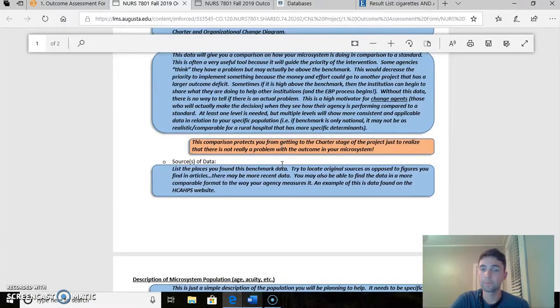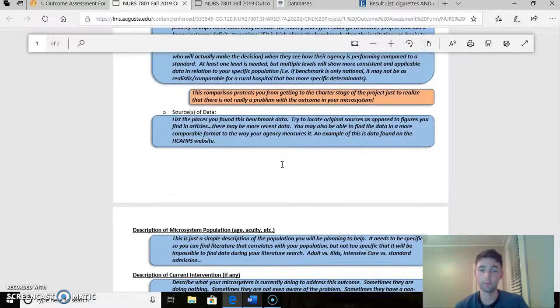Sources of the data. Once you find this information, please cite it in APA formatting. I can't stress that enough. I have a lot of students who don't have time and they do not focus on their APA. I grade APA very strictly. I've been doing it for many, many years now, so please, please, please use APA that is accurate or you will get points taken off.